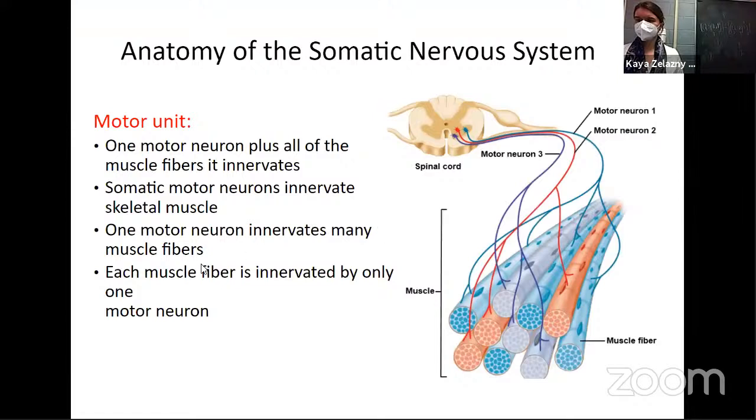Oh, yeah, and just this last piece, this is not true if you're thinking from the muscle fiber side. A muscle fiber does only have one motor neuron that's controlling it. So we don't have dual innervation of motor fibers here.